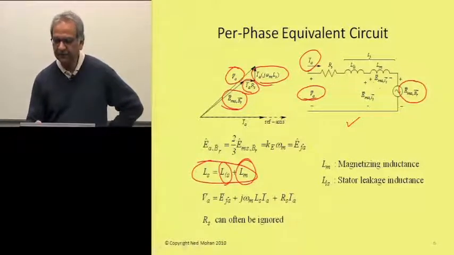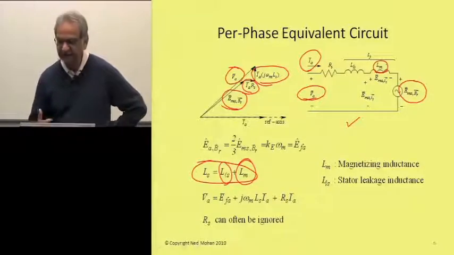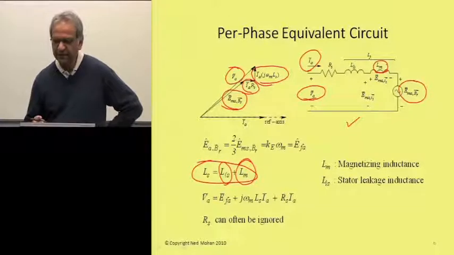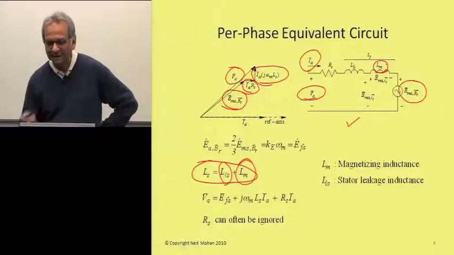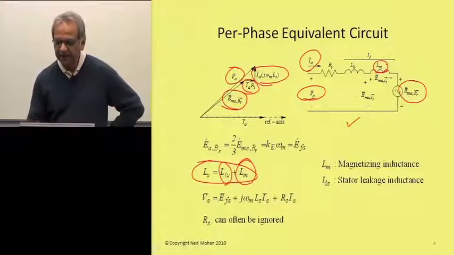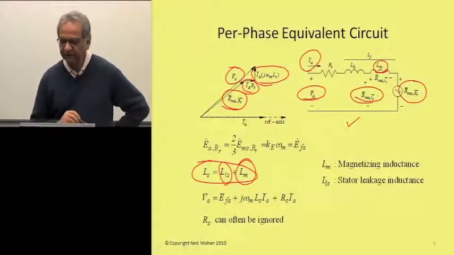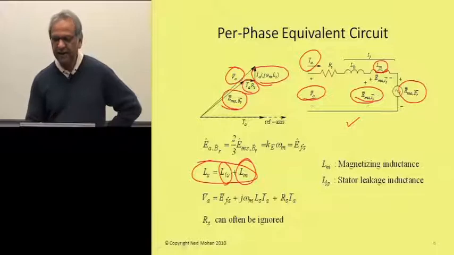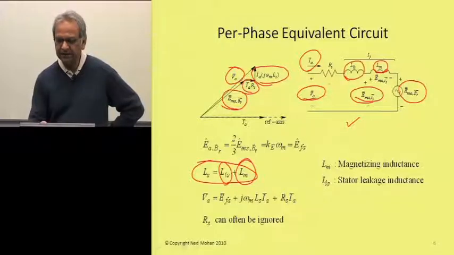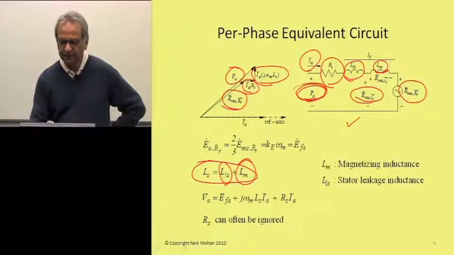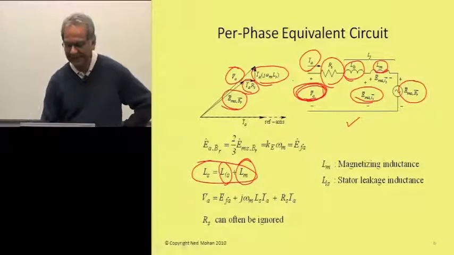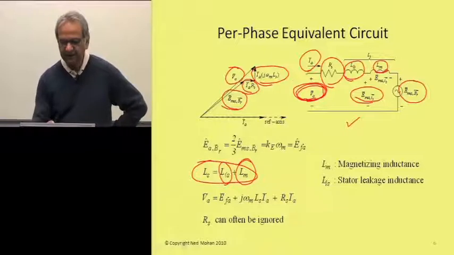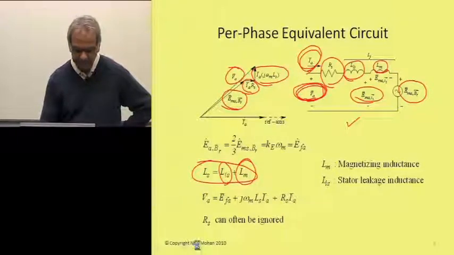Then if you include the magnetizing inductance, which represents the effect of the rotating current space vector inducing EMF in the stator phase windings, we have this phasor, and to that we add the drop across the leakage inductance and the resistance in order to come up with the phase voltage that needs to be applied to get this current IA over here.